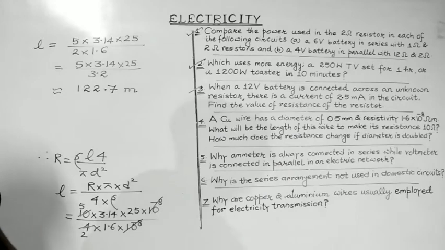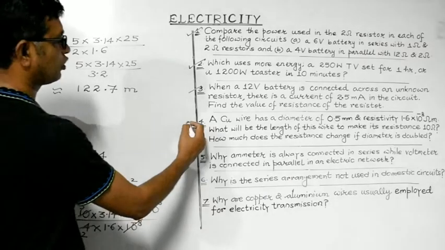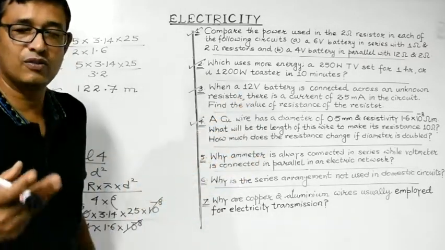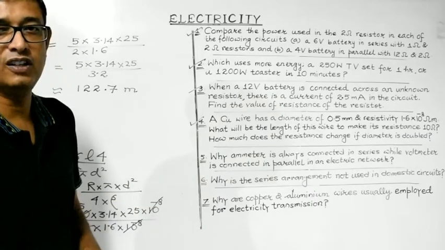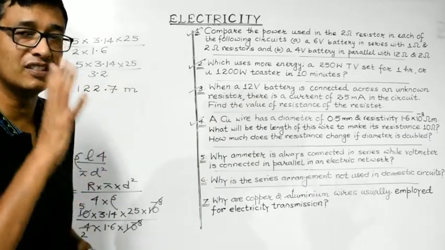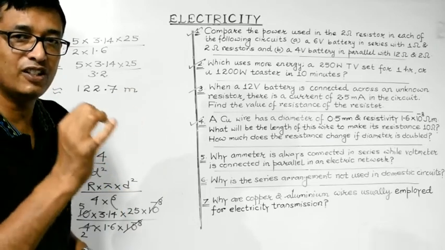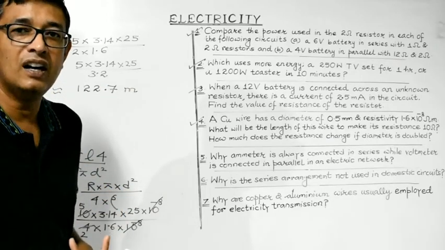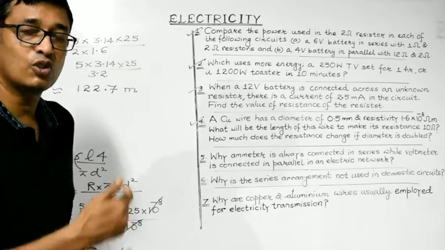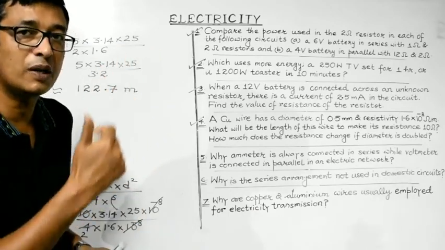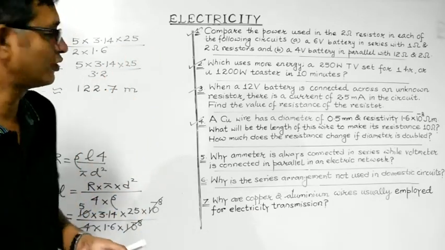Clear, students? Okay, so we are done with question number 4 as well. This question again was based on the direct formula relating to resistance. R is equal to rho L by A. A is the cross-sectional area of the conductor, which is pi r square. r is half of the diameter, so the cross-sectional area becomes pi d square by 4. That's the formula to be used, right?